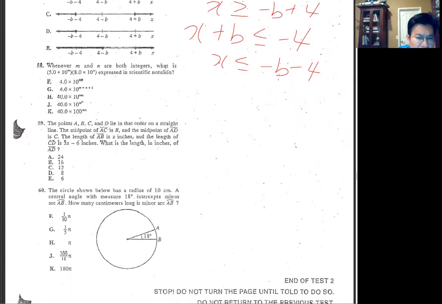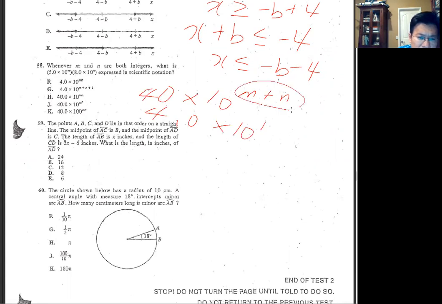Whenever m and n are both integers, what does this represent? Scientific notation. So let's do 5 times 8 first, which is 40. Okay, and times 10 to the m plus n, right? But then 40 is not scientific notation. It's changed to 4.0 times 10 to the 1. So then we add this one too. So it's g.